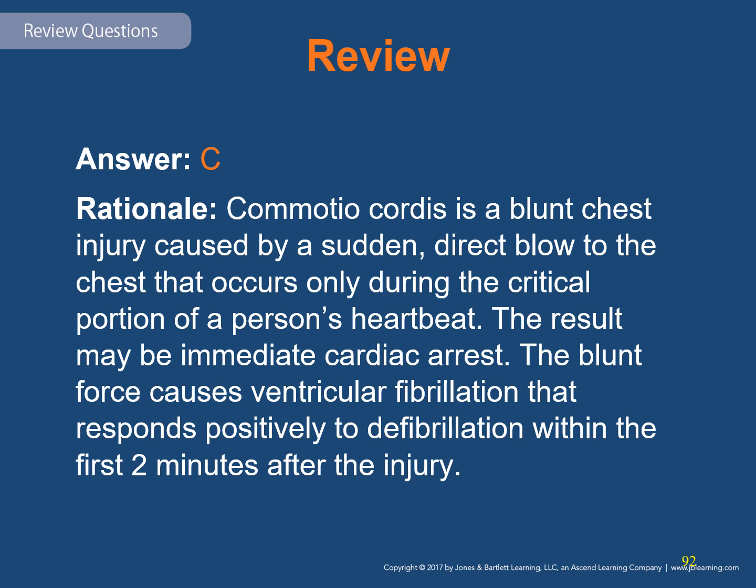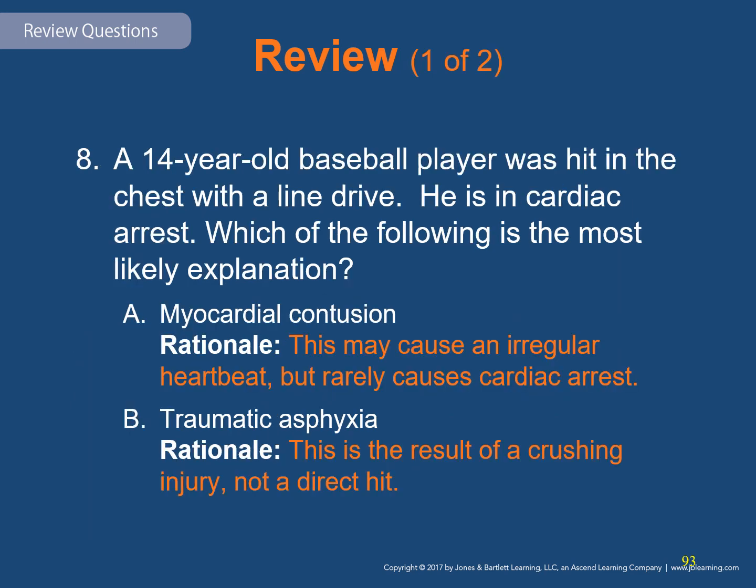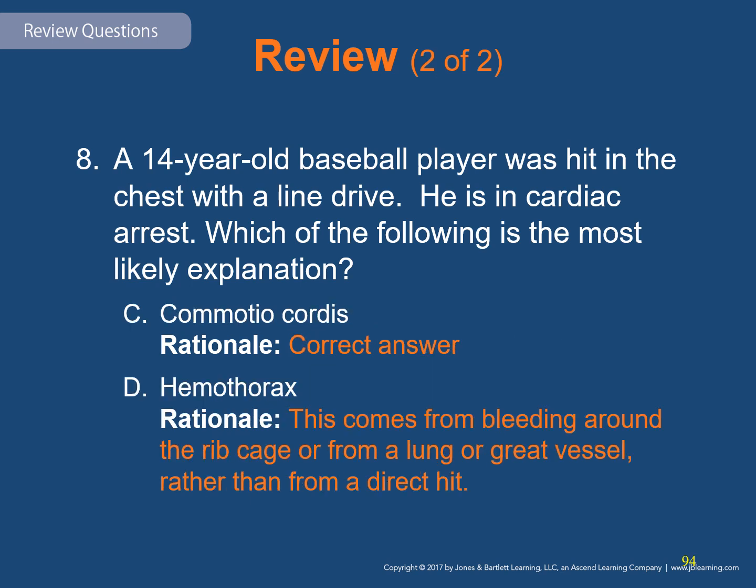Commotio cordis is a blunt chest injury caused by a sudden direct blow to the chest that occurs only during the critical portion of a person's heartbeat. The result may be immediate cardiac arrest. The blunt force causes ventricular fibrillation that responds positively to defibrillation within 2 minutes of the injury. A. This may cause an irregular heartbeat, but rarely causes cardiac arrest. B. This is a result of crushing injury, not a direct hit. C is the correct answer. D. This comes from bleeding around the rib cage or from a lung or great vessel rather than a direct hit.